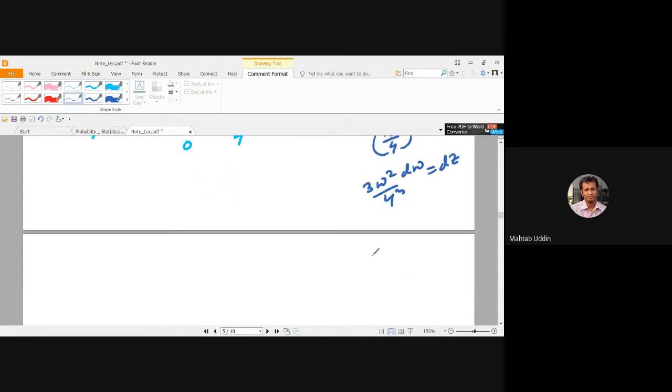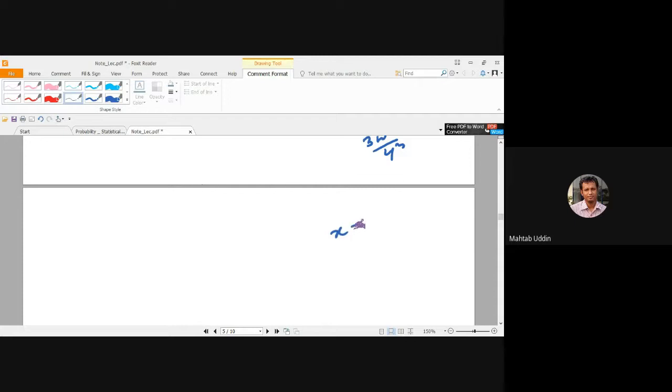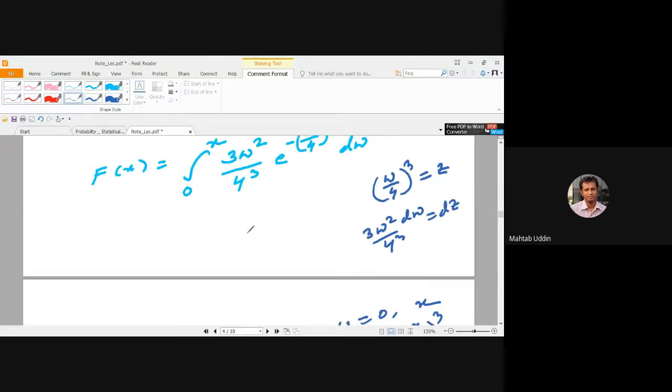Yes, sir. Now the limit also should be changed. If w equals 0 and x, z will be 0 and (x by 4) whole cube. Just continue with me. I will give this lecture sheet after completing the lecture. So with (x by 4) whole cube, it will be minus z dz. Can I write it?